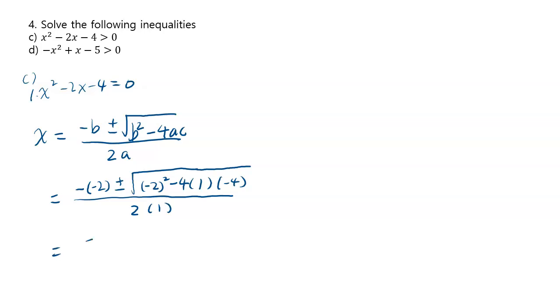Negative of negative 2 is positive 2, plus minus. Squaring a negative gives you positive, and 2 squared is 4. There's a minus here, so these two negatives give you positive, right? This should be positive, and then 4 times 4 is 16, over 2. And you want to simplify this as much as possible, because without being able to simplify this, you would be at a loss what to do.